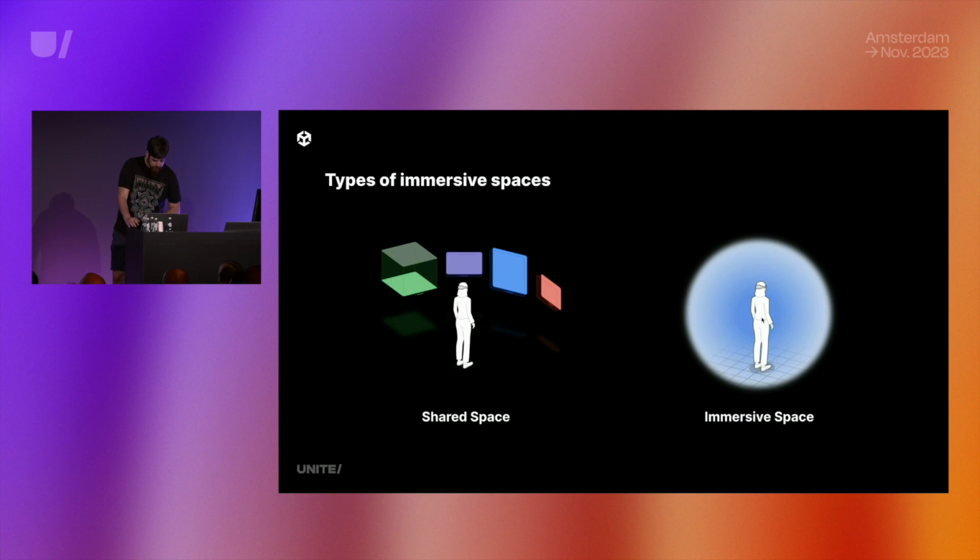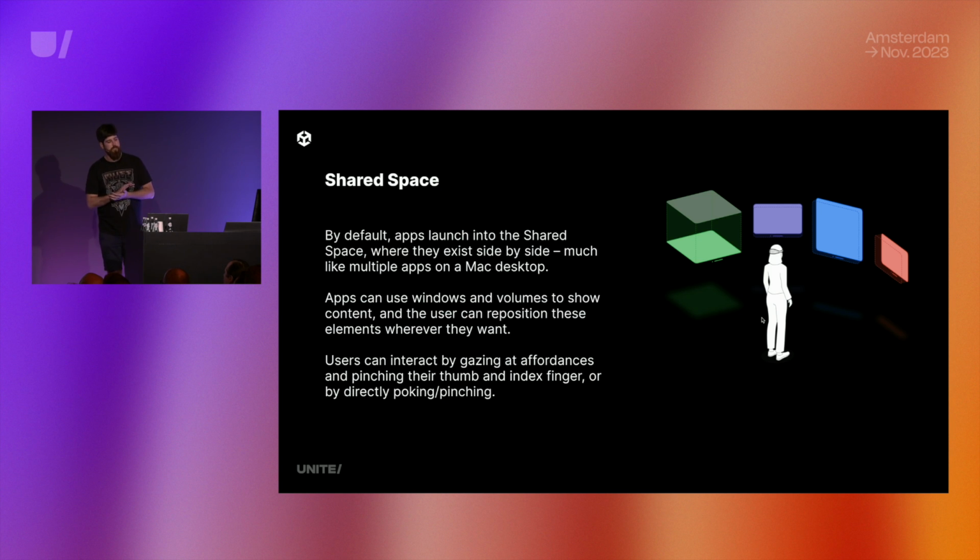Going back to the slides. Let's talk a little bit more about the shared space. So apps can use volumes to show content, and users can reposition these volumes as you've seen. Users can interact with the chrome on the volume itself, as well as the content in the volume. The app that I showed you with the sphere wasn't interactable, but those little slider toggles were.